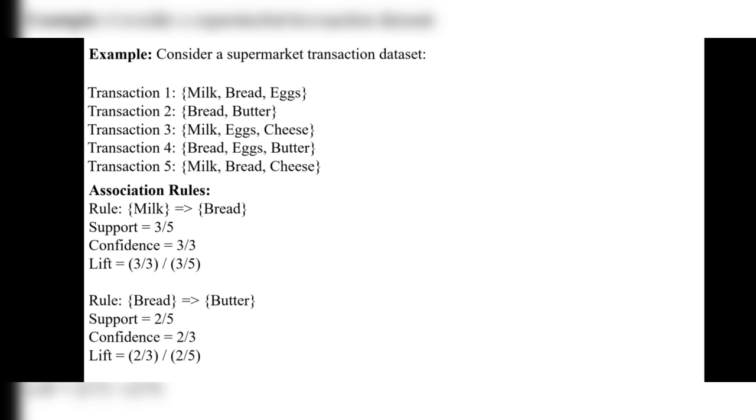In the rule, milk implies bread. That means milk and bread are purchased together by the persons. In how many cases? Support is 3 by 5, confidence is 3 by 3, and lift is 3 by 3 divided by 3 by 5. That means a person has purchased milk along with bread 3 times, in transaction 1, transaction 3 and transaction 5. Okay, he purchased 3 by 5. It means in 5 transactions, support is 3.